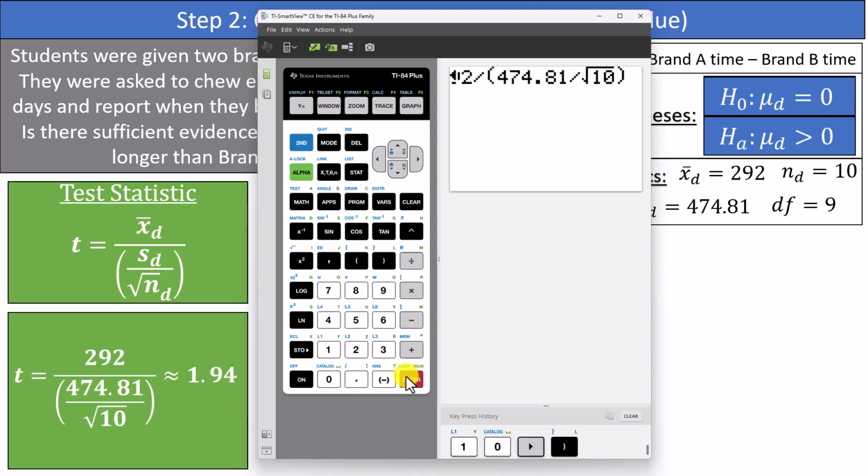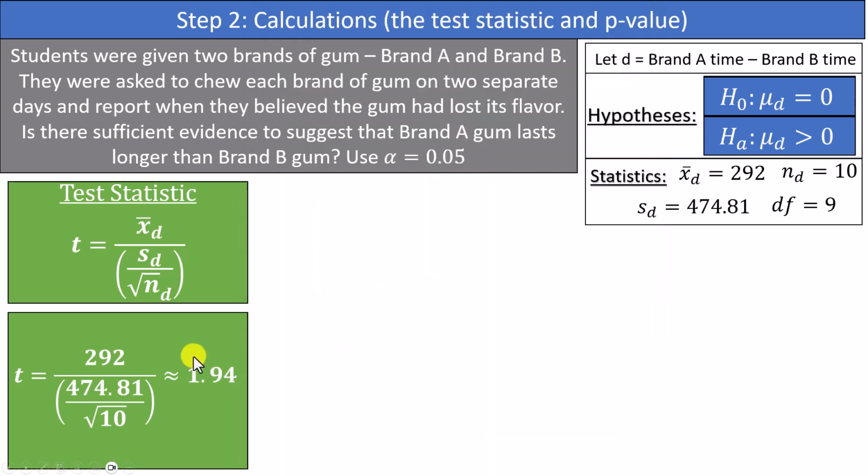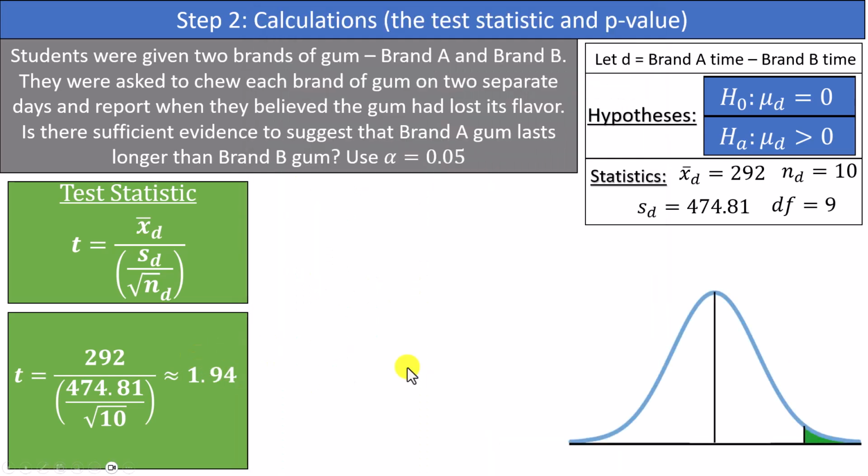And if we close the parentheses there, we're going to find that we get approximately 1.94 for our t-score. And then from there, we could go ahead and draw our distribution. We got a t-distribution here with 0 in the middle, which is always the case for the t-distribution, and 1.94 somewhere to the right. And we're trying to find that area in the right tail, since we have a right tail test. So we can find that using the tcdf function from the calculator.